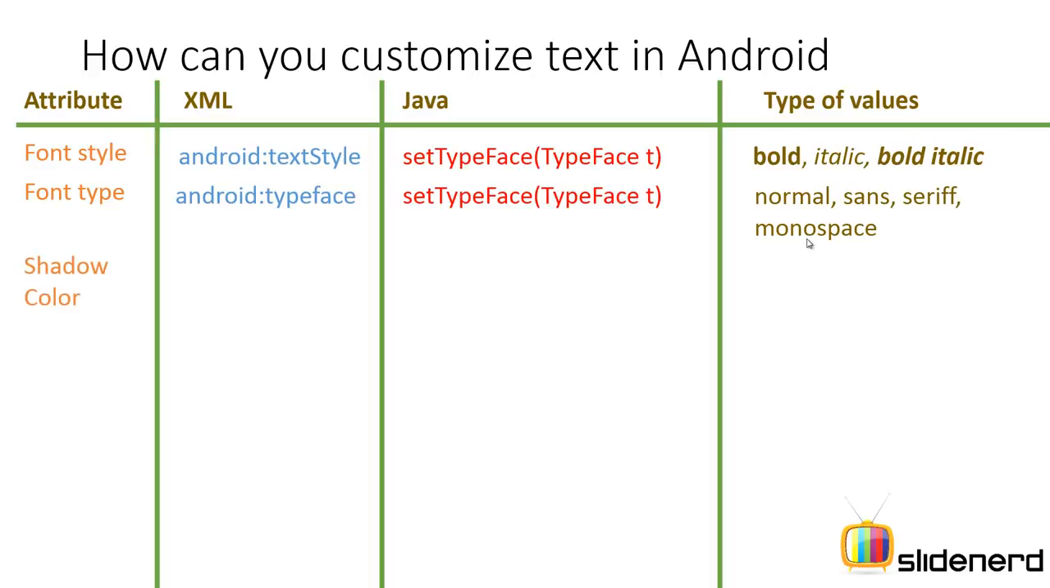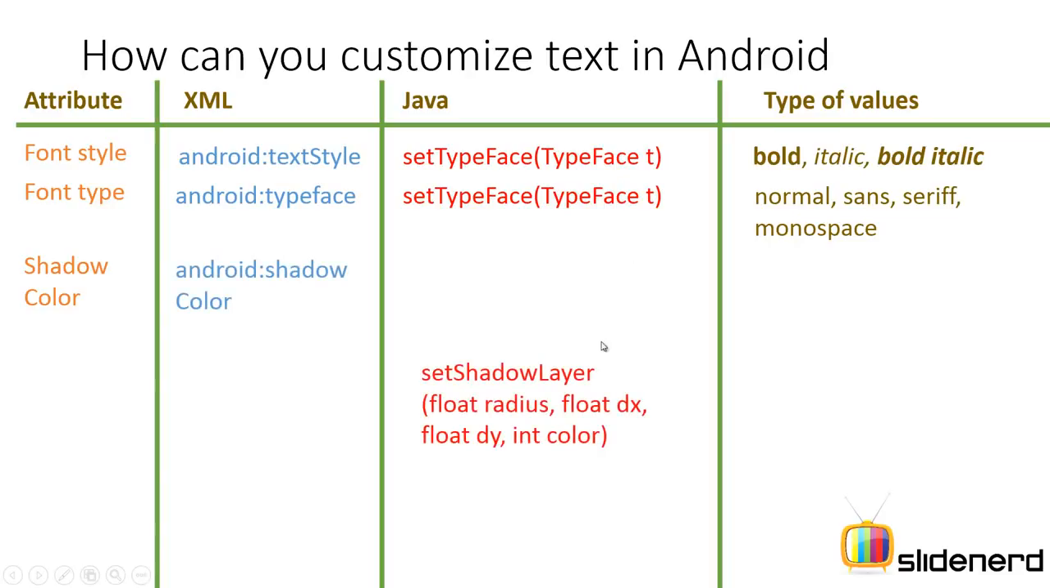And then we talk about shadow. Now shadow has four attributes. One of them is shadow color, which is supported by Android shadow color in XML, and there's a single method in Java that supports all four shadow attributes. Now you have radius, the offset along the x-axis, the offset along the y-axis, and the color, all of them supported in a single method. And then you can take any color value for shadow color.